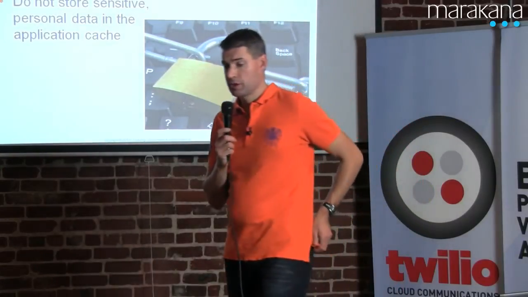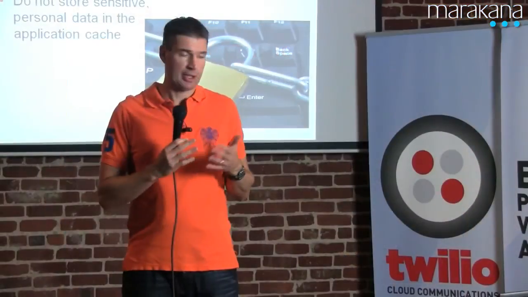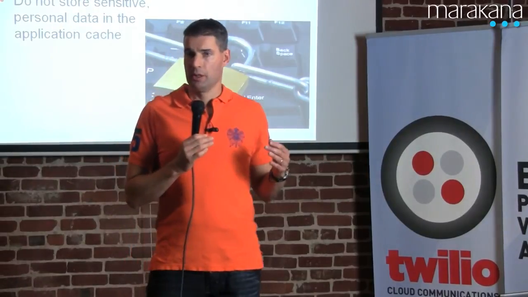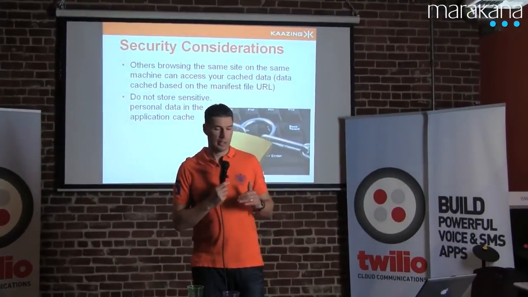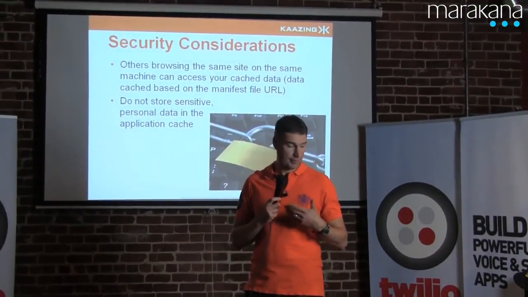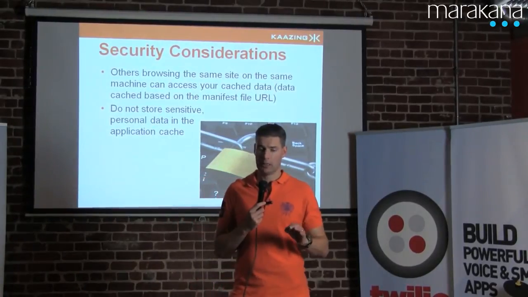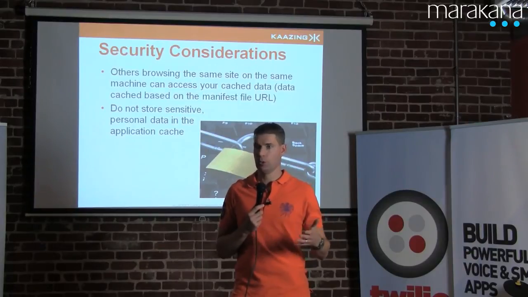Some security considerations. Since your application cache is stored on your system, and it's stored under the URL of the manifest, if this was a shared machine and someone else went on this machine and went to the same site with the same manifest, then you get a problem, right? They might potentially access your data.